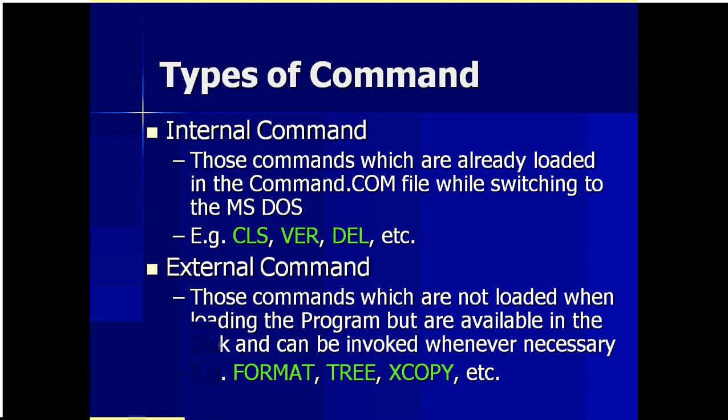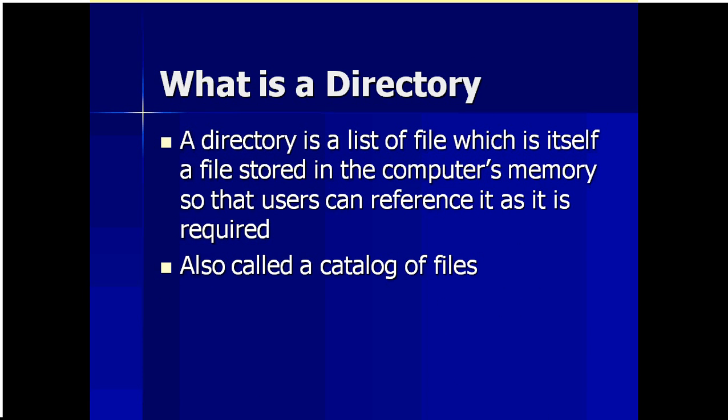Now the next is, what is a directory? A directory is a list of files which is itself a file stored in the computer's memory so that the user can reference it as required. It is also called a catalog of files. A catalog of files is called a directory.